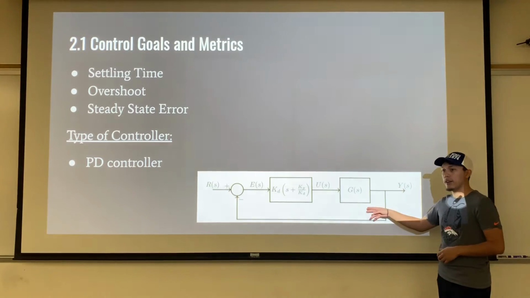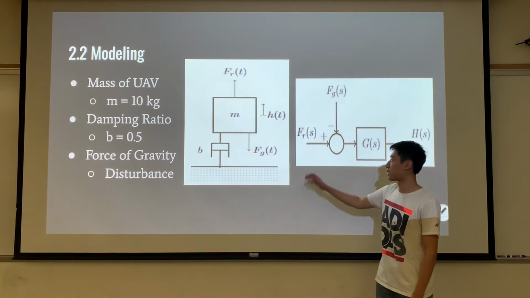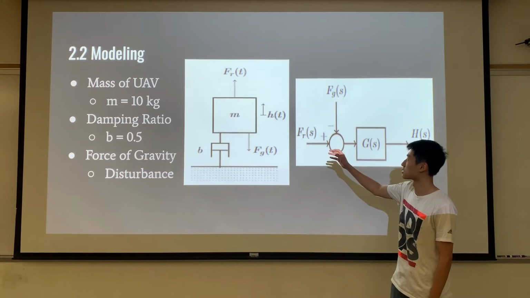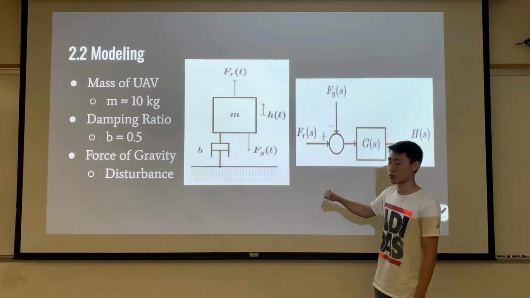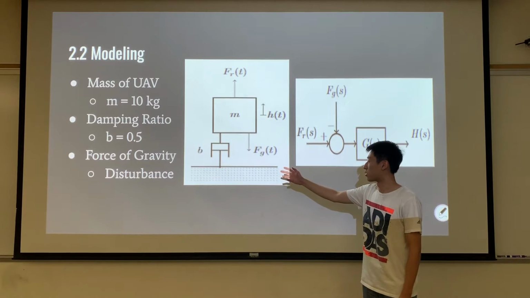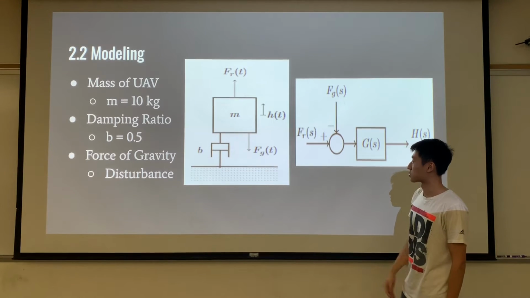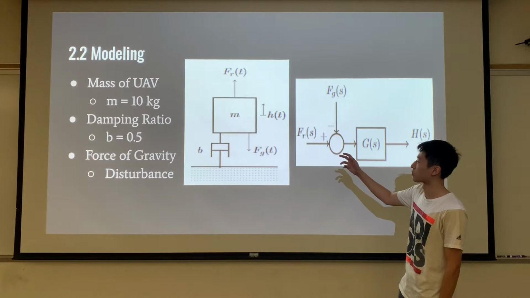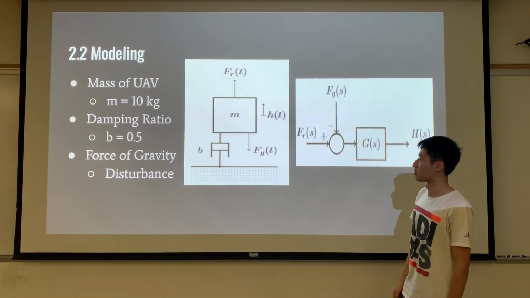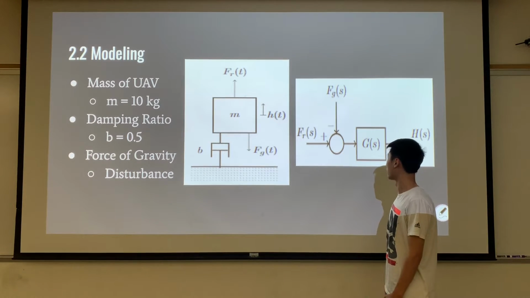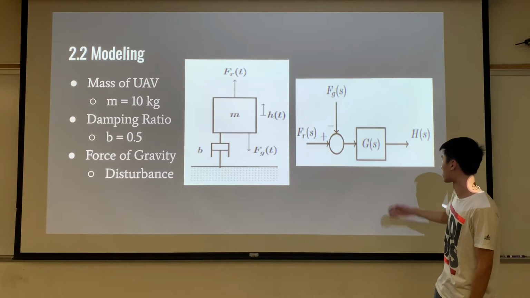To model our system, we came up with this free body diagram and this block diagram. The mass in the free body diagram represents the UAV with the rotor force pointed up and the gravitational force pointed down. The damper included represents air resistance. According to our research, we found that the mass is about 10 kilograms, and the damping ratio to be about 0.5. And the block diagram has an input of the gravitational force and the rotor force, while the output is the height.